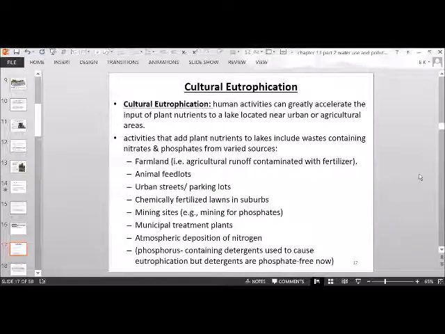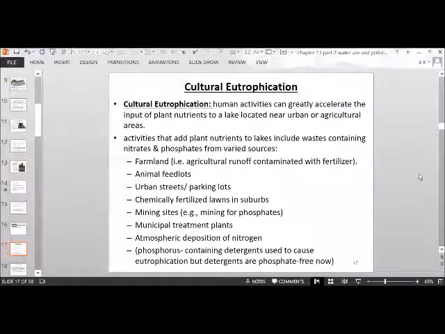So activities that add plant nutrients to bodies of water, including lakes, are going to be wastes that contain nitrates and phosphates. And those come from different sources like farmland, agricultural runoff that has fertilizer in it, animal feedlots, urban streets and parking lots, chemically fertilized lawns in suburban areas, mining sites, for example, in areas where they're mining for phosphates, municipal treatment plants, atmospheric deposition of nitrogen, and phosphorus.